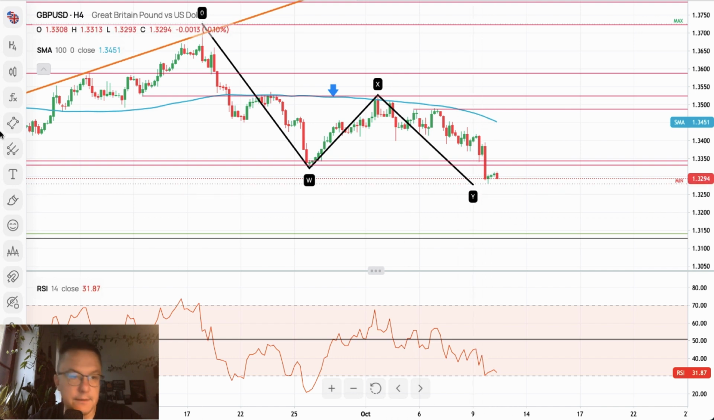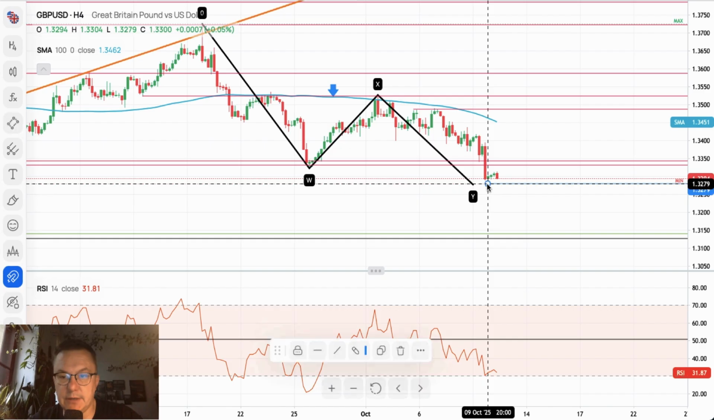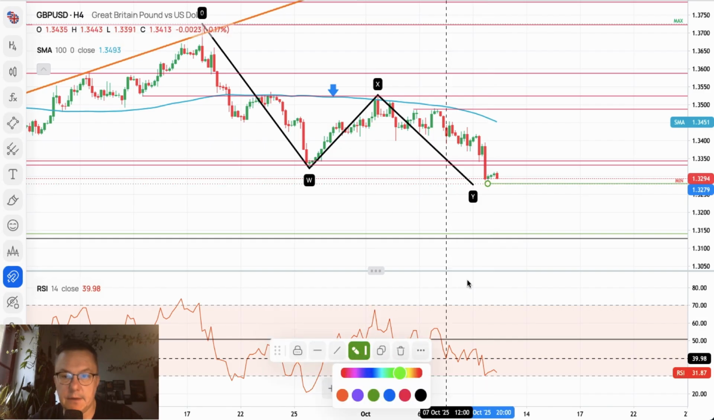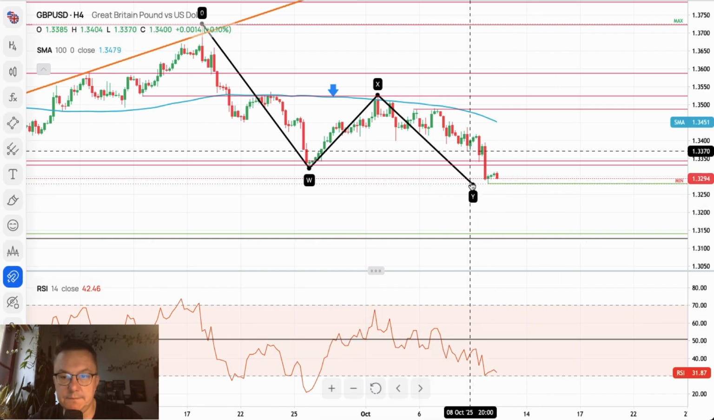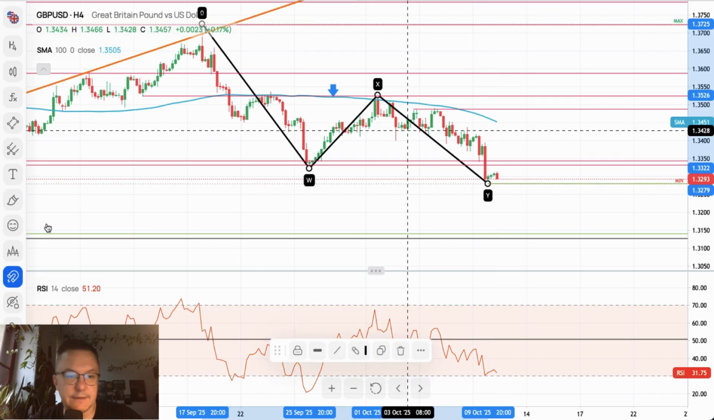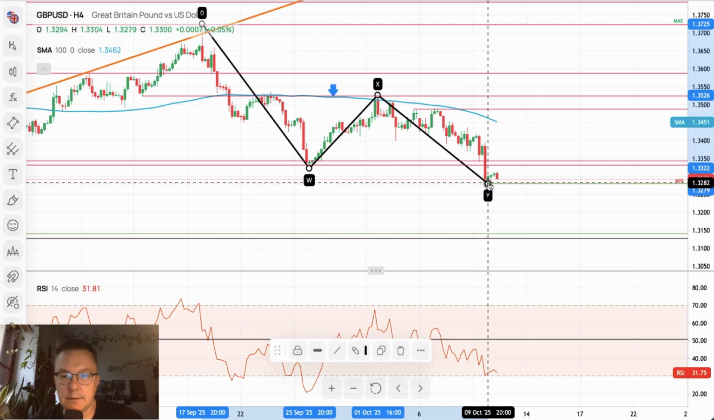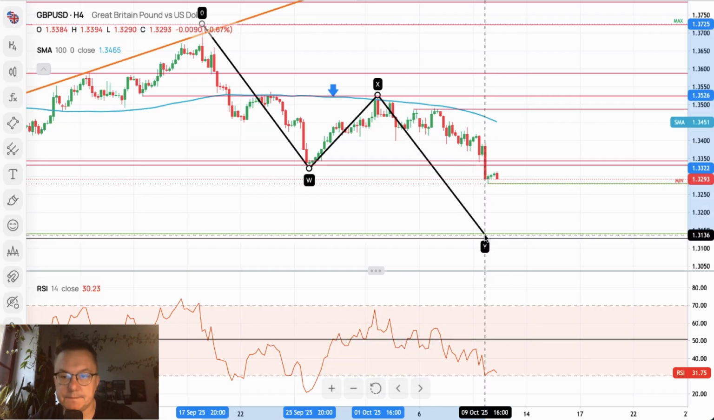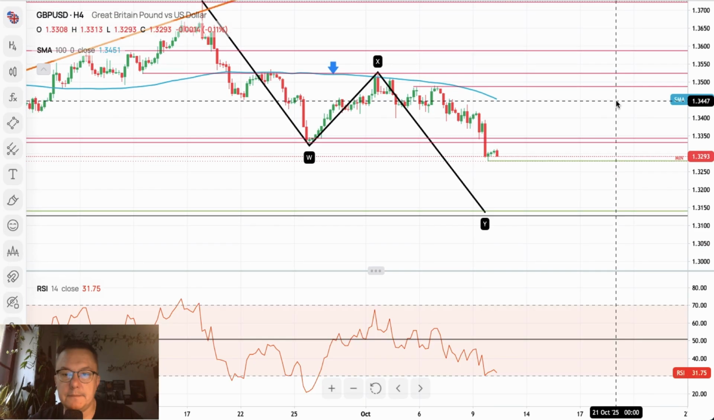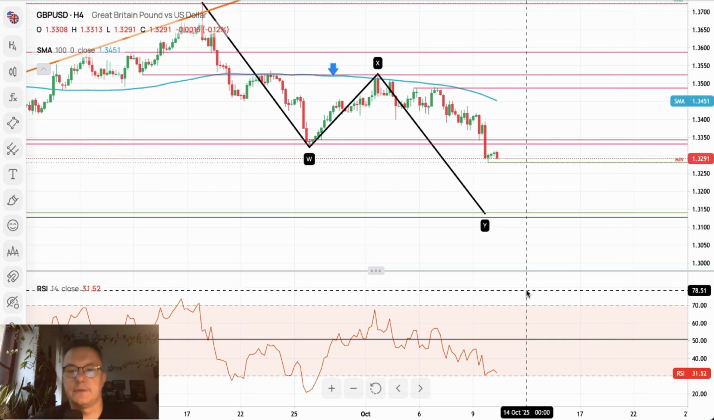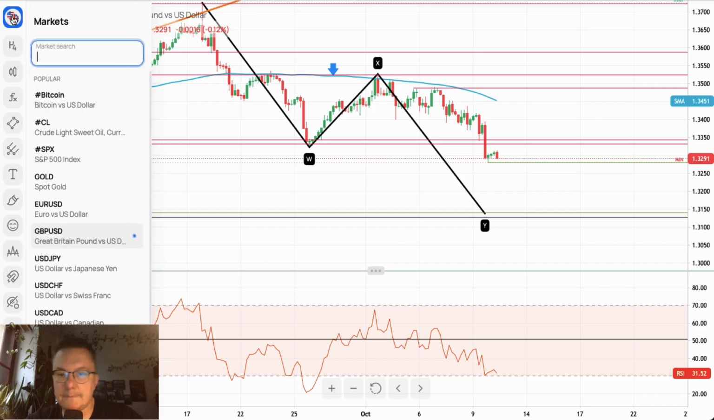So it's either here, let me place a line, so it's either here and we are done with the downside movement, or the next target is here. Okay, so that's the situation for the British pound for our time frame chart.